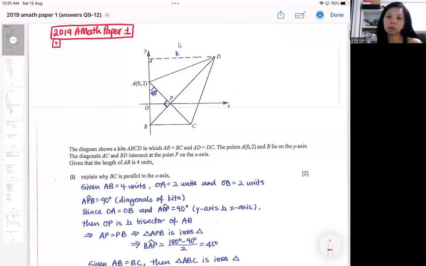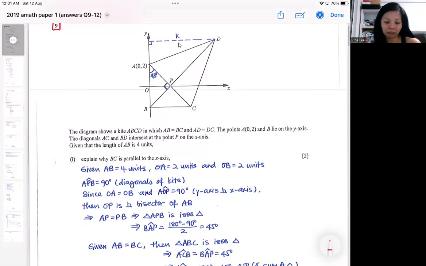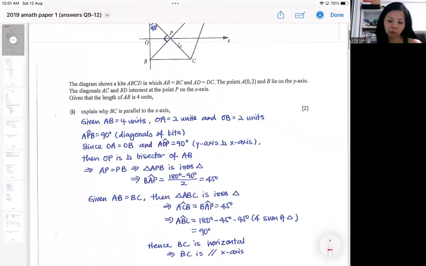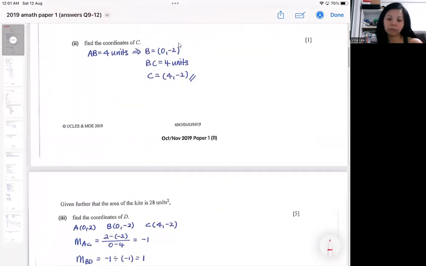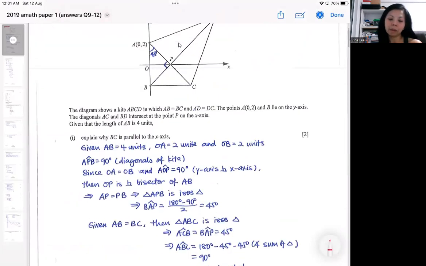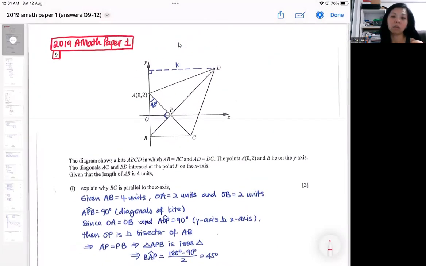Okay, so for this question, they are mainly testing you on coordinate geometry. The difficult part is actually in the explanation. Then subsequently, it won't be so difficult. It's more technical after that. Okay, and this question is based on a kite.